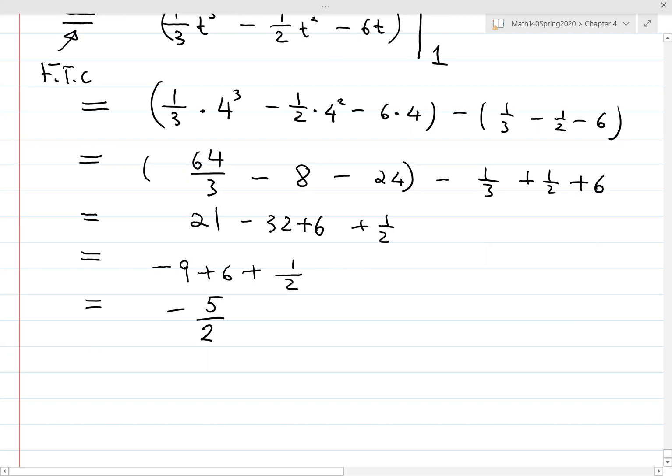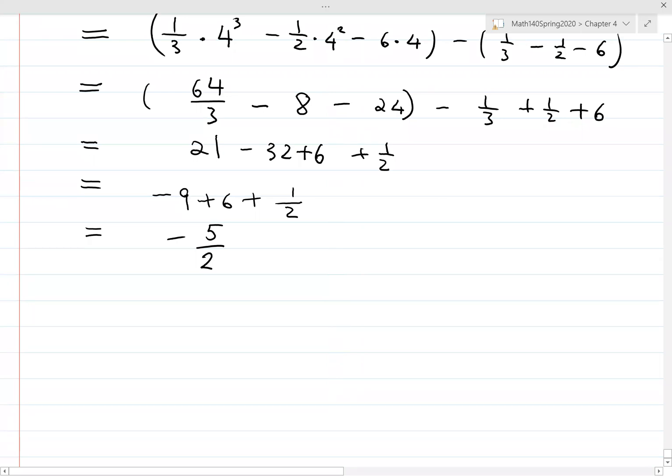Let's see some more examples. Let's do part B. Let's see how we find the total distance traveled. We found the total displacement. Now, what is the total distance traveled?